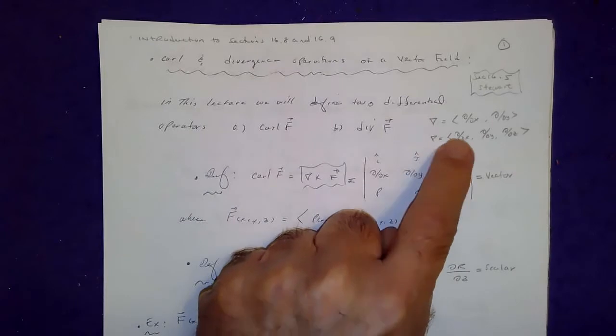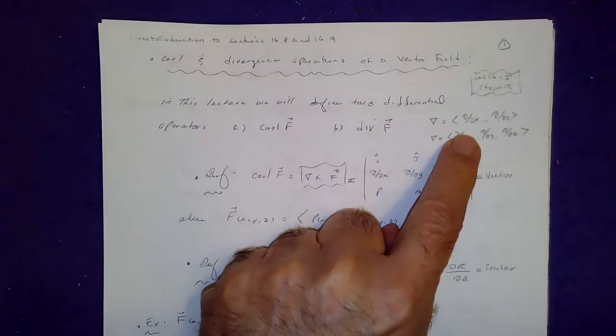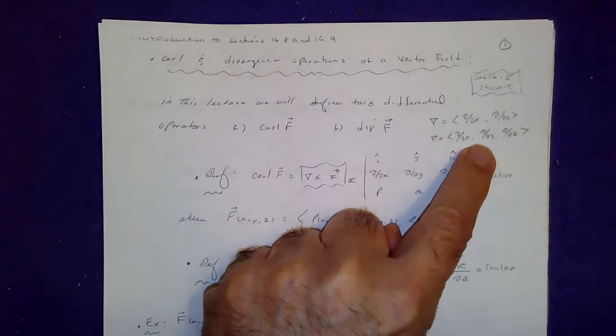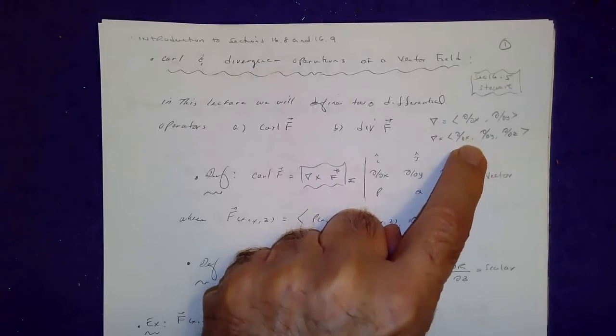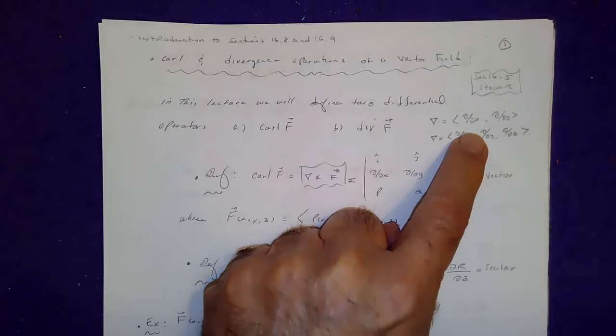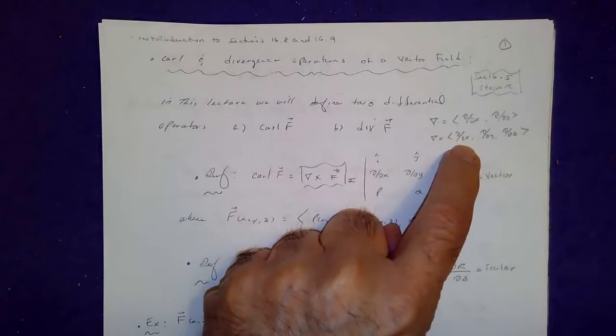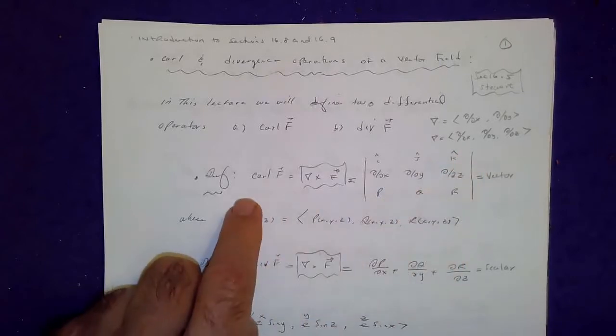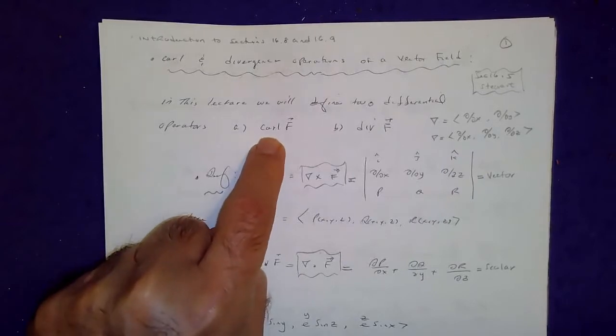Remember that the del operator was a vector whose x and y, or x, y, and z components were blank partial derivatives, correct? These are blank, so they don't mean anything unless they're applied to a scalar function either in R2 or R3. So these are the definitions of these differential operators.